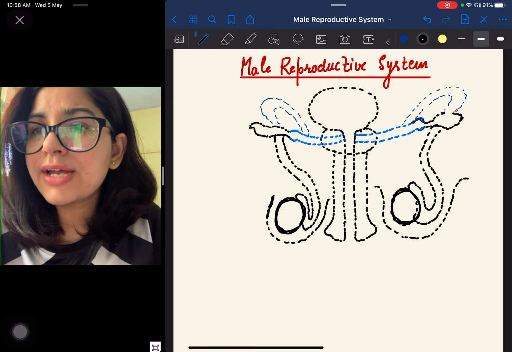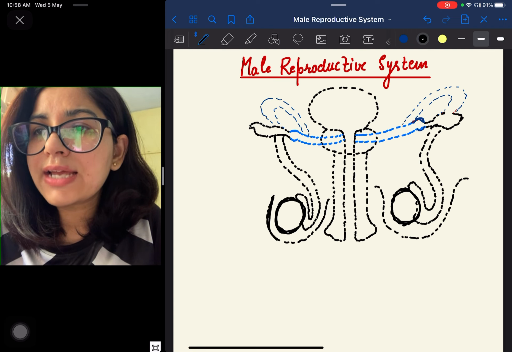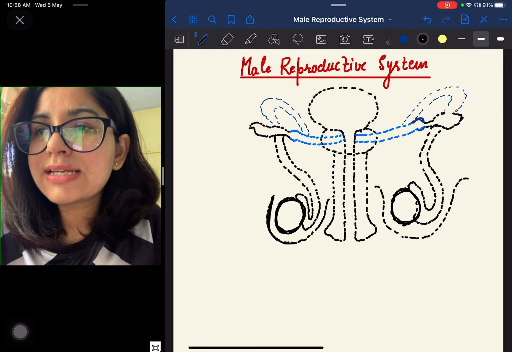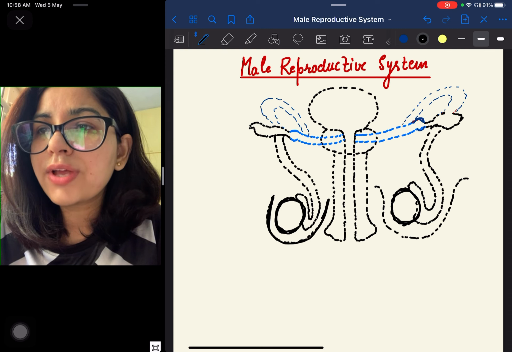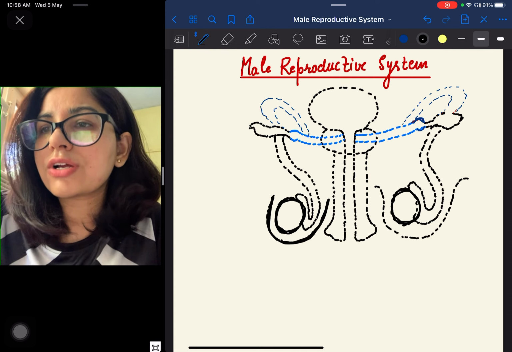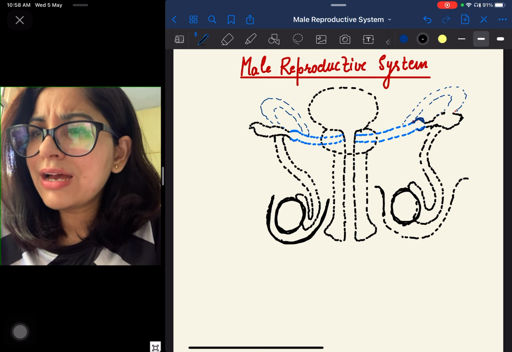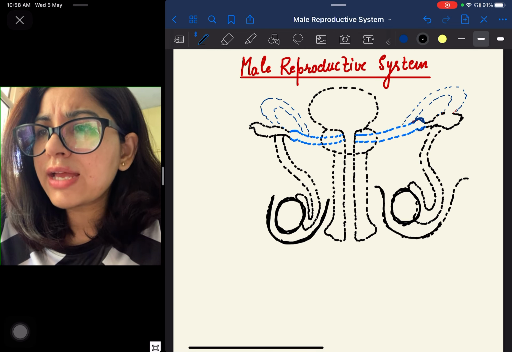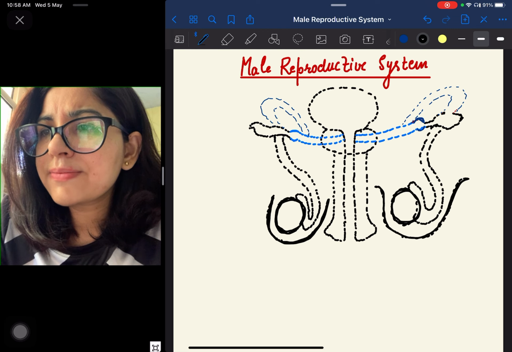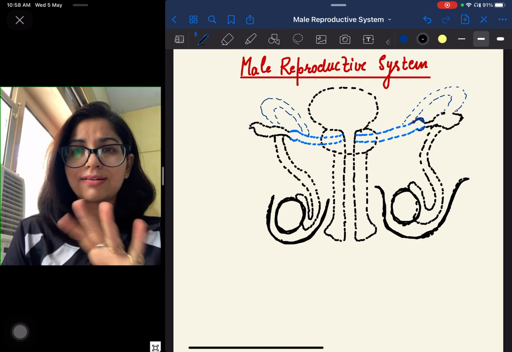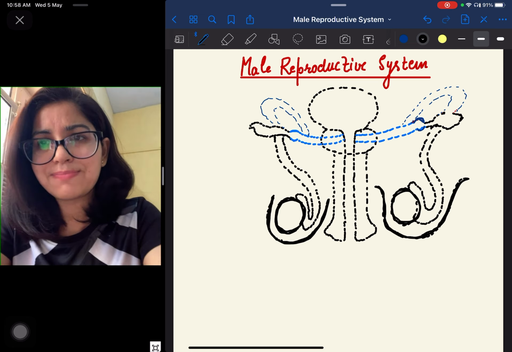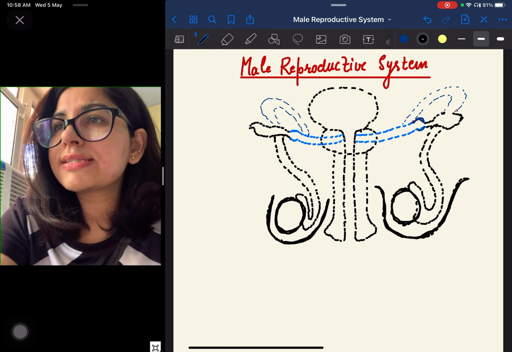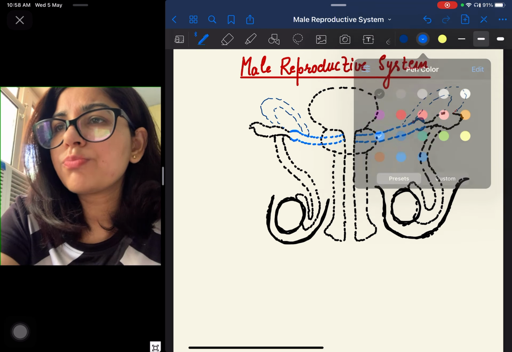So here you can see that around these testes, we are drawing this pouch-like structure. Exactly a pouch skin-like structure, and both should be of the same size, right? Try that both pouch-like structures should be of the same size, right? Now let's label them first and then we will move further.